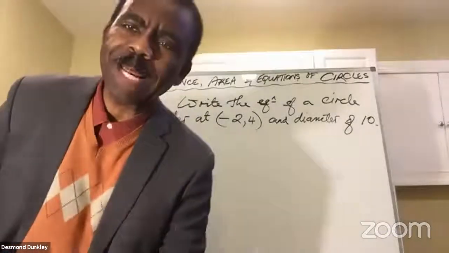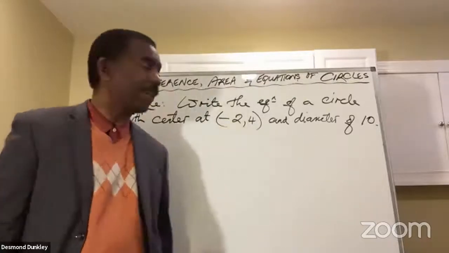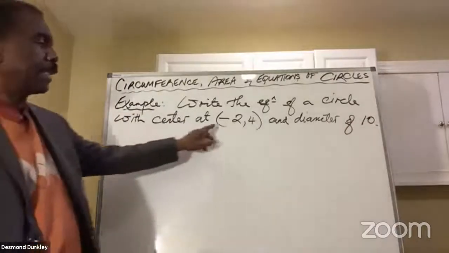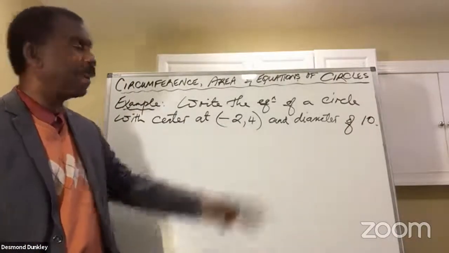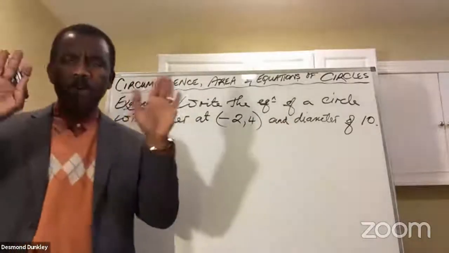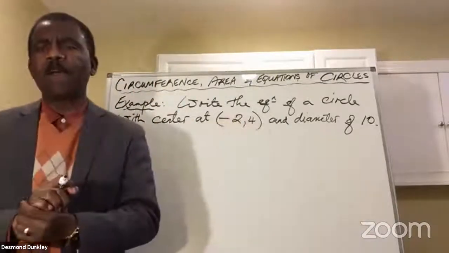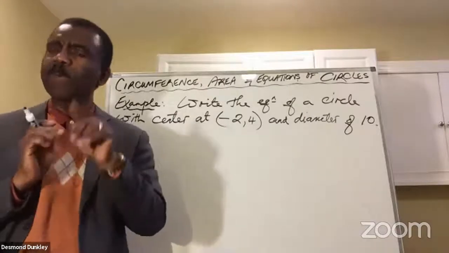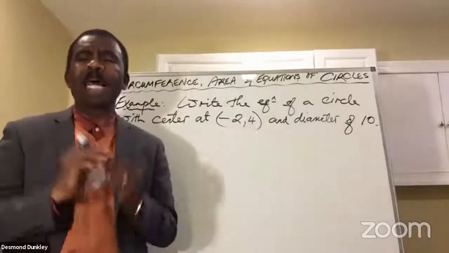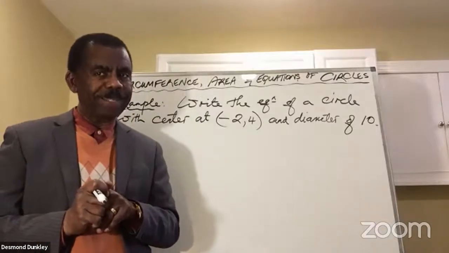Okay, I just try to be a little slick. You know, sometimes I try to trick you, see if you're paying attention. So, write the equation of a circle with center at the point -2, 4 and diameter of 10. Wait a minute. Whoa, I thought we need the radius. We don't have the radius. Well, technically, we do, because I gave you the diameter, and there's a relationship between the diameter and the radius. Do you remember what it is?